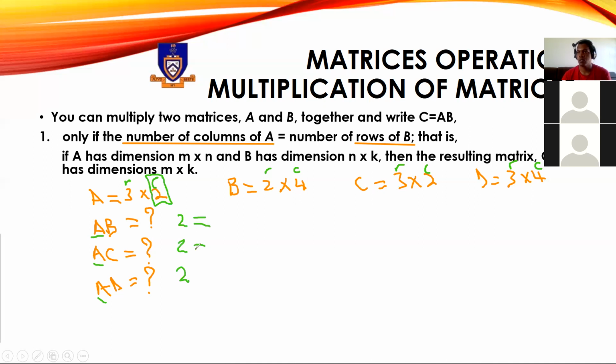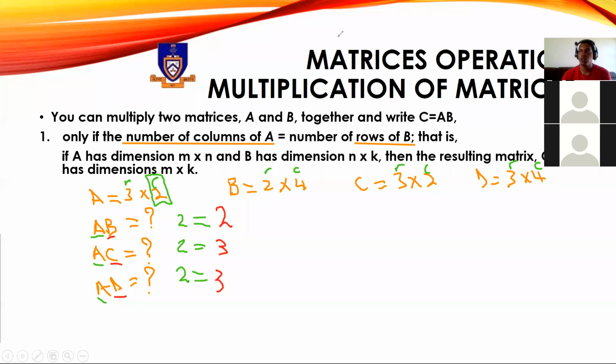the rows of the second matrix. The second matrix here is B, the second matrix for this one is C, and the second matrix for the other one is D. So what is the rows of B? B has how many rows? 2. Okay, C has how many rows? 3. And D has how many rows? 3.